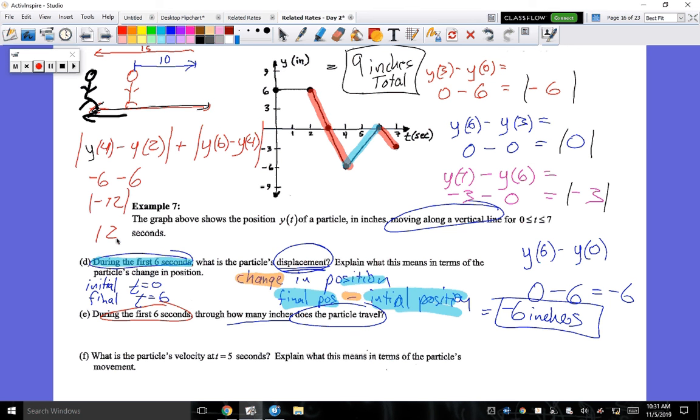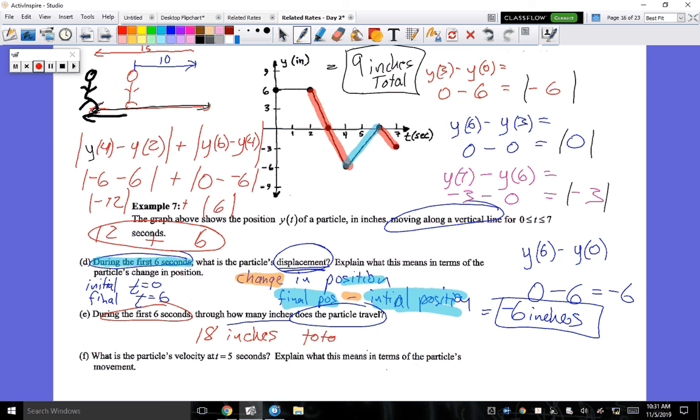Okay? What is y of 6 over here? 0. What is y of 4? Negative 6. So this becomes a positive 6. So when I absolute value it, oh, not 12, 6. When I absolute value this, it will remain as 6. So my final thing is what? 18 inches total. Hold up just a bit. So 18 inches total.